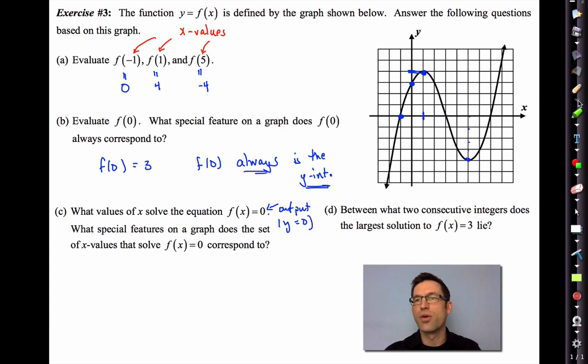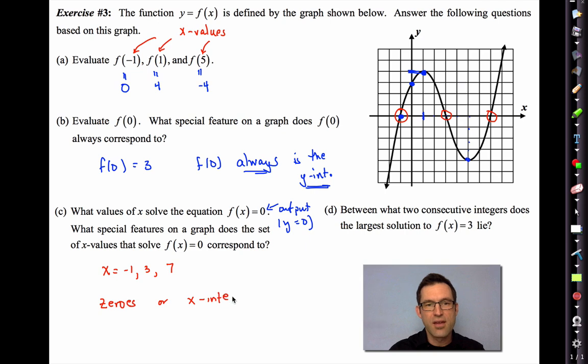Let me circle those in red. That's here, here, and here. So the values of x are x equals -1, 3, and 7. These are known as the zeros, or x-intercepts.